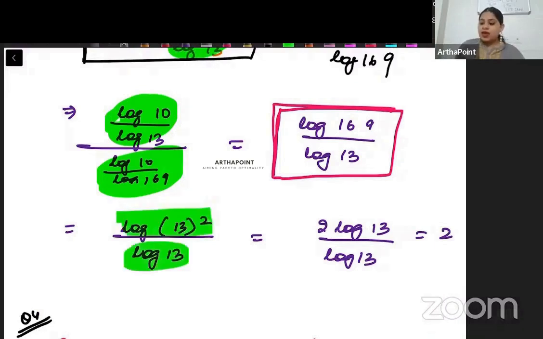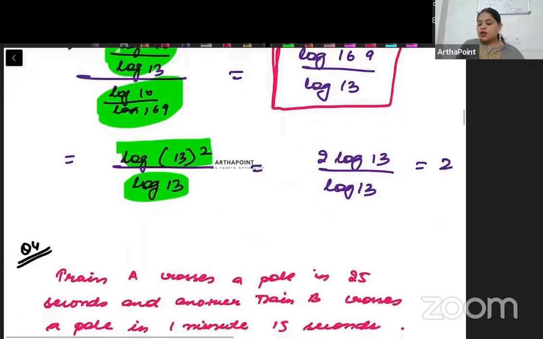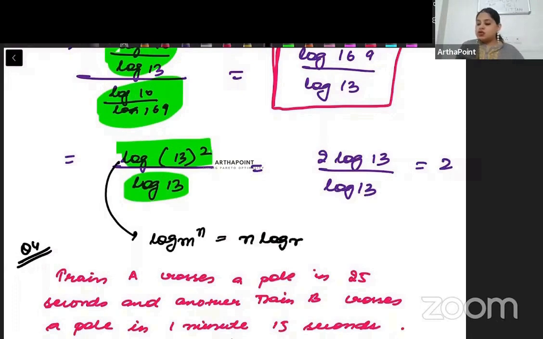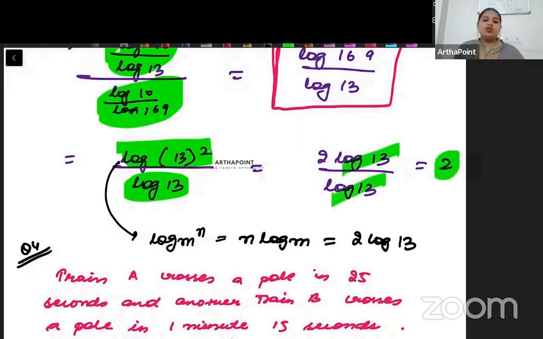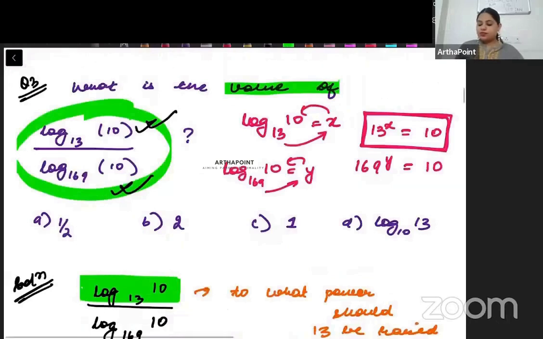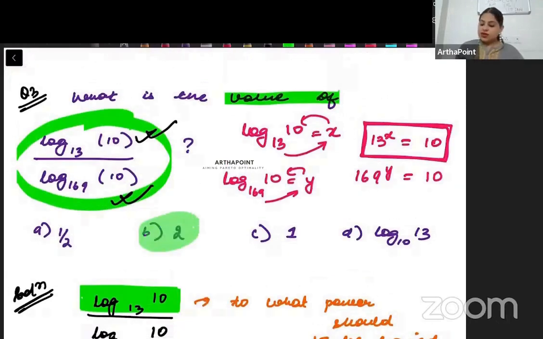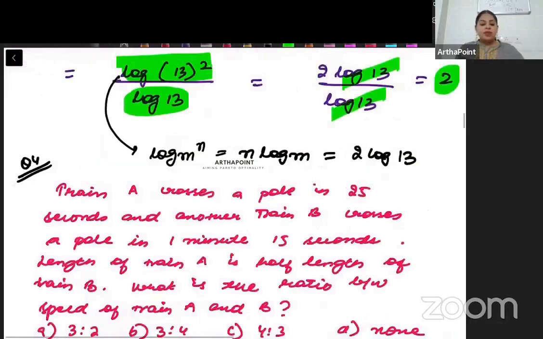log 13. And we know that log m^n is n log m. So this will be 2 log 13. So log 13 and log 13 will be cancelled and you will be left up with 2. That's the answer to this question. So the answer to this question will be 2. Okay, come to the next question, beta. Good question.